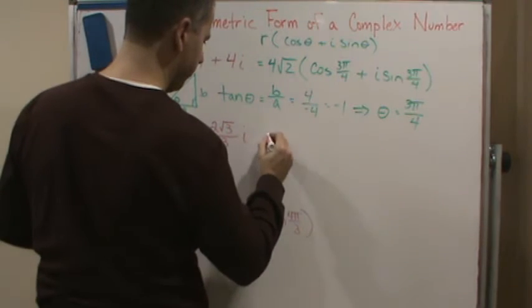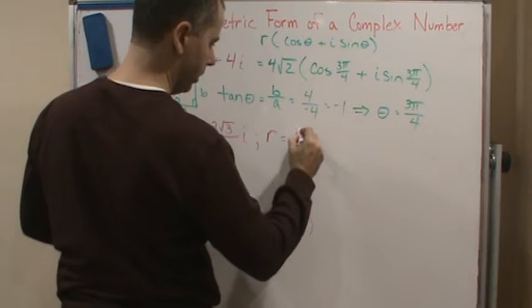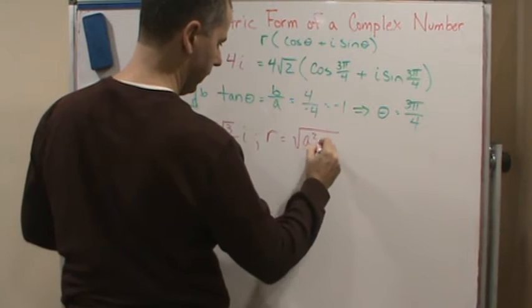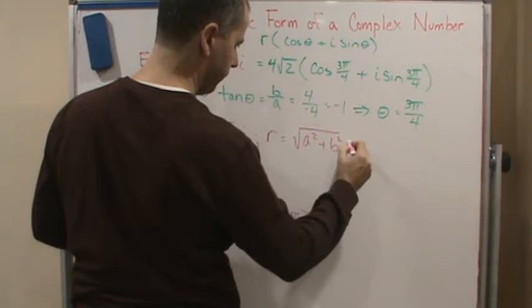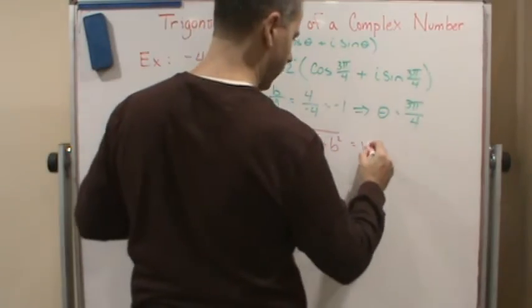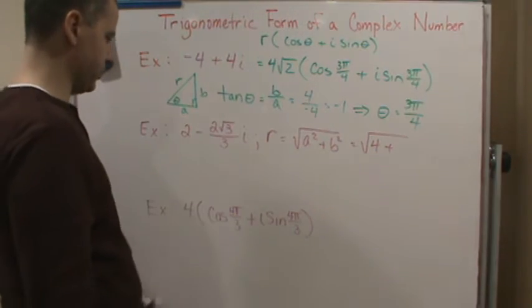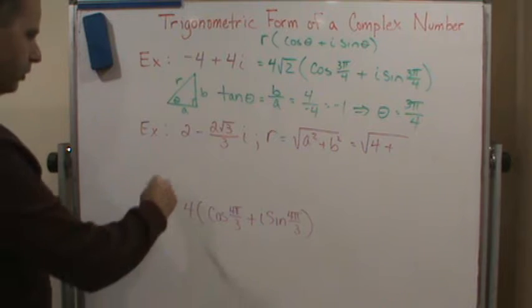So R equals the square root of A squared plus B squared. And so A is 2. So that's going to be the square root of 4 plus, and B is this. Okay, so we're going to take the square root.